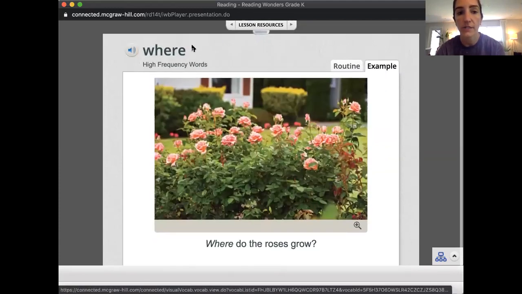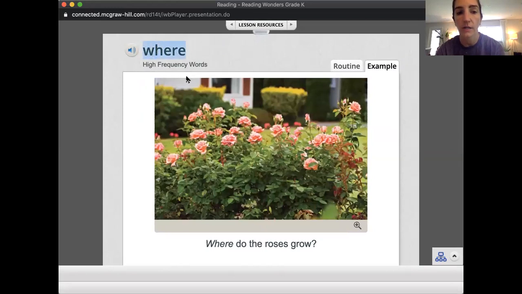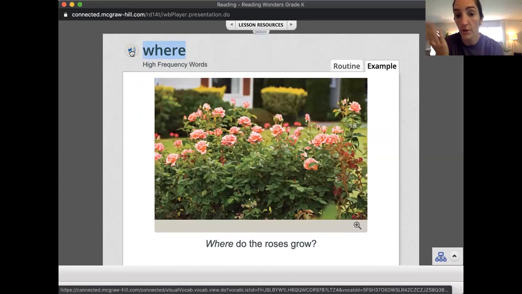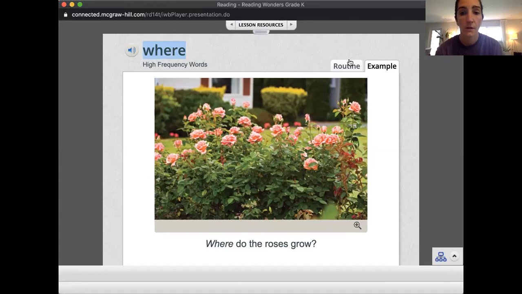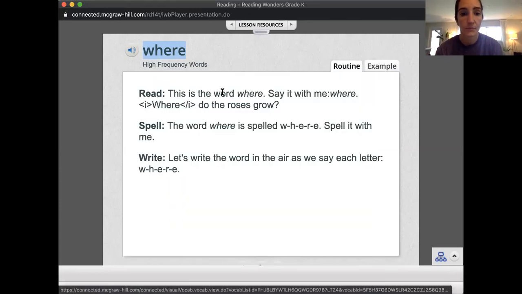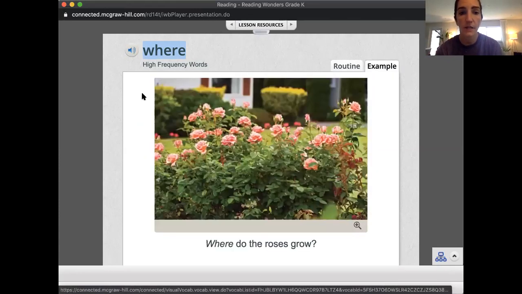Oh, sight word. What is that sight word? I think you know that already. Where, the question word. Where do the roses grow? So you're talking about the location. Where? Okay, let's spell it in there because it's a sight word. W-H-E-R-E, where.